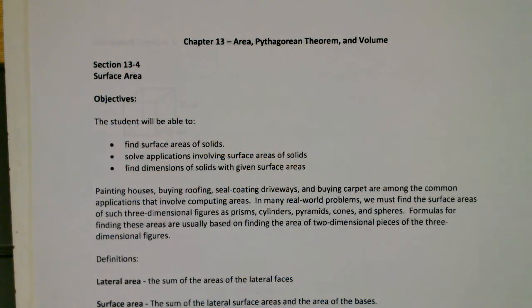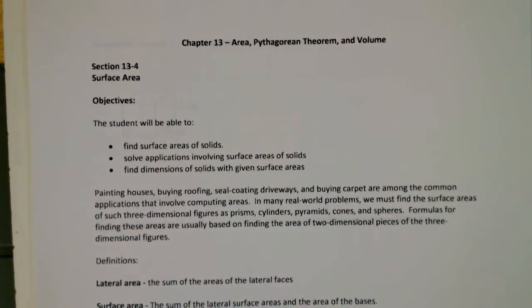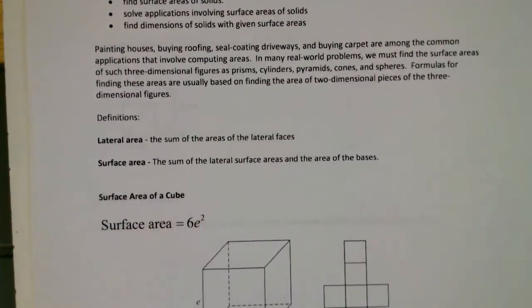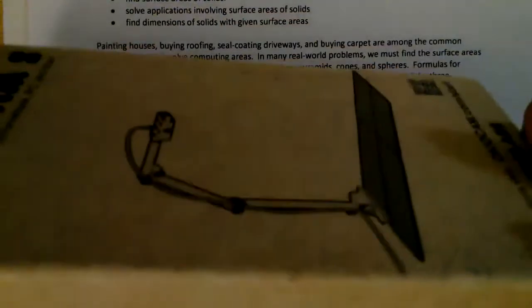So now, when we're dealing with surface area, we're going to be dealing with two types of area. One of them we're going to talk about is the lateral surface area. That's in this case going to be the sum of the areas of the lateral faces. So for example, let's say I have this box right here that I'm going to put on the screen. And this will be an example of a rectangular prism.